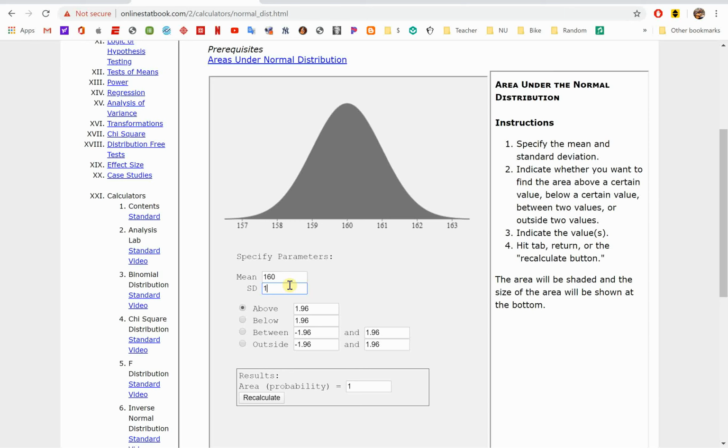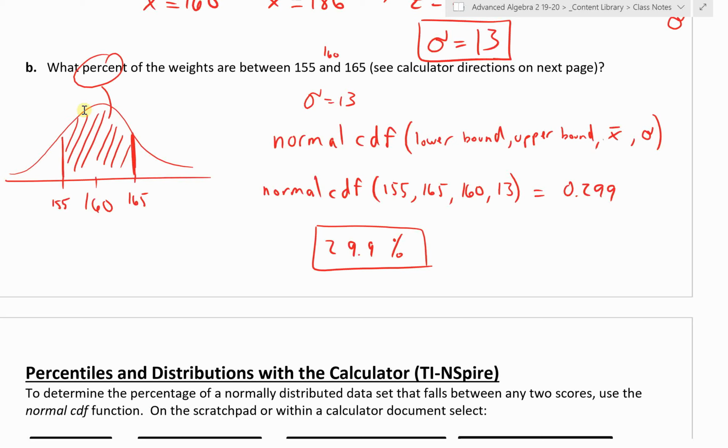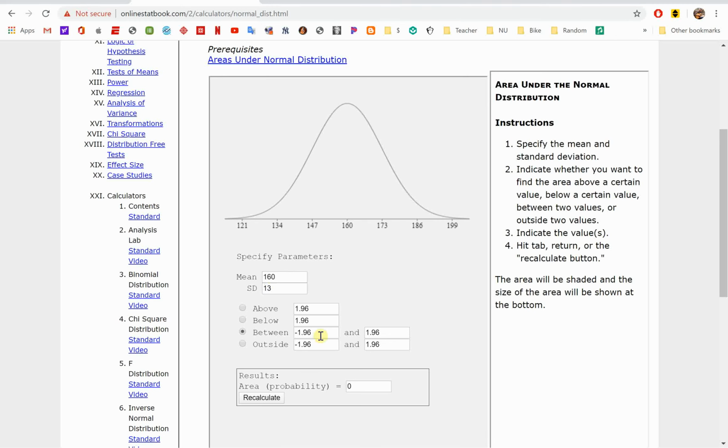The standard deviation, we know, is 13. Now what's a little bit weird is we can either find the percentage of scores that are above a particular value, or below a particular value, or between two values or outside of two values. We're doing between two values, right? We want to know what percentage of scores are between 155 and 165. So we want to do between 155 and 165.